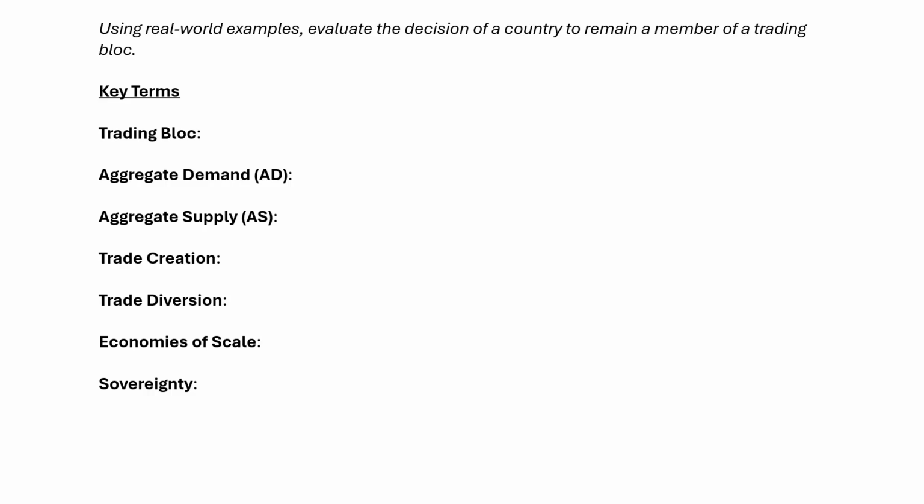Okay, so in this question, we're going to have to talk about what a trading block is and the pros and cons of this arrangement, as well as some of the real-world examples. Now, as usual, we're going to start with a discussion on key terms, and there are about 7 of these. These include trading block, aggregate demand, aggregate supply, trade creation, trade diversion, economies of scale, and sovereignty. Right, so let's begin with this first term, this idea of a trading block.